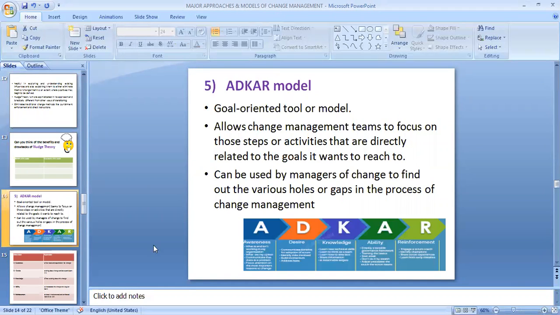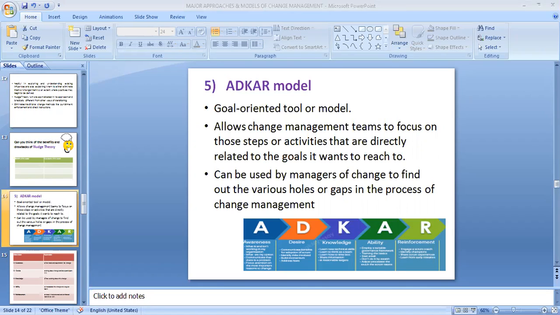The ADKAR model or theory of change is a goal-oriented tool which makes it possible for various change management teams to focus on the steps or activities that are directly related to the goals they want to reach. It allows business organizations and change management teams to focus on the steps given in the ADKAR model, and they can align the particular goals that they want to achieve according to these steps.